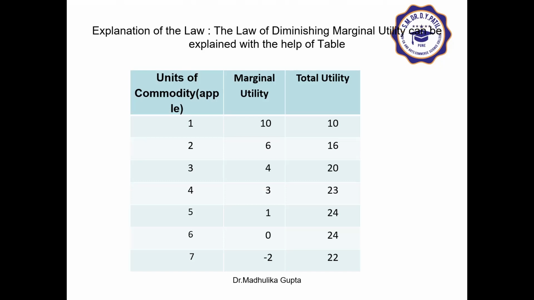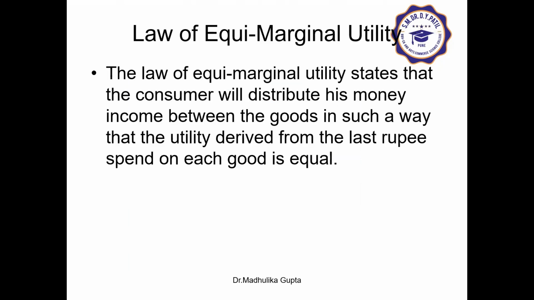Understood? Now let's move to another law, that is the law of equimarginal utility. Now what is this law? The law of equimarginal utility states that the consumer will distribute his money income between the goods in such a way that the utility derived from the last rupee spent on each good is equal. In other words, the consumer is in equilibrium position when the marginal utility of money expenditure on each good is the same.